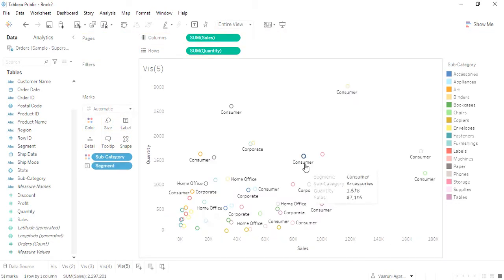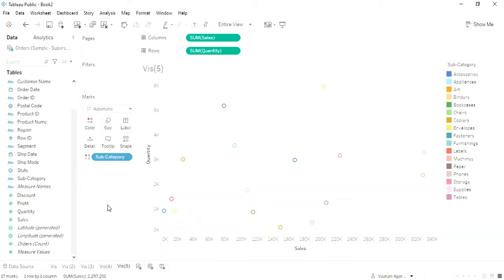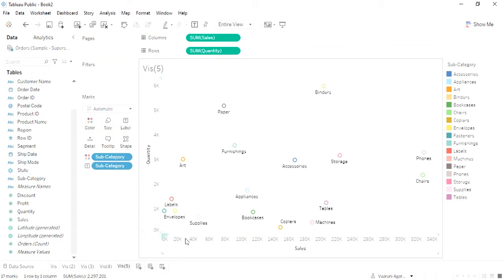So it is giving me the different segments, like this is the data for the consumer segment, this is again the data of the consumer segment, this is the data of the corporate segment, and so on. So this data is also available, but that's totally up to you. In case you just want the subcategory names only, these are the different subcategory names along with their bubbles showing the distribution of the sales and the quantities sold.